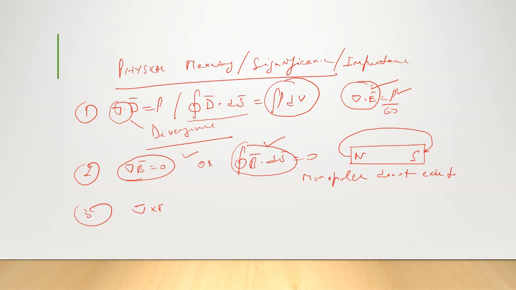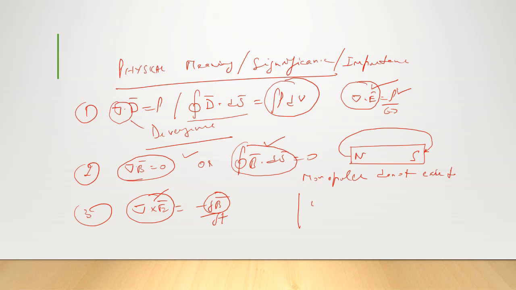The third Maxwell equation is del cross E equals minus dB by dt. That is, whenever there is a change in the magnetic field, an electric field will be associated with it. A rotational electric field will be associated with it.